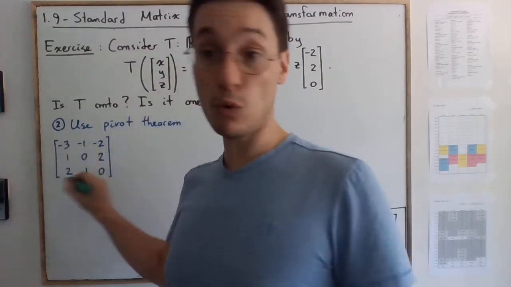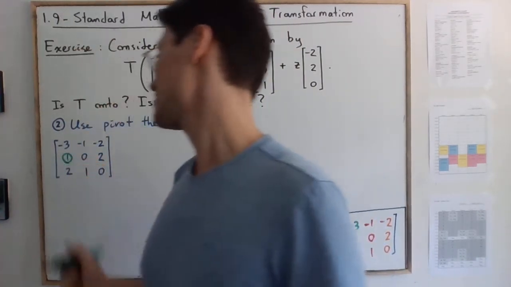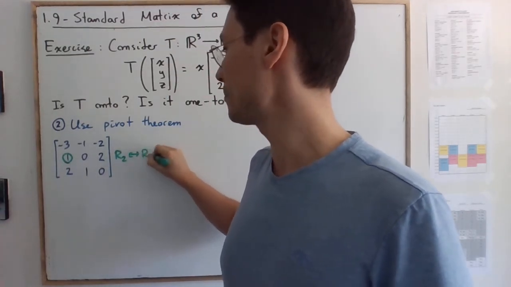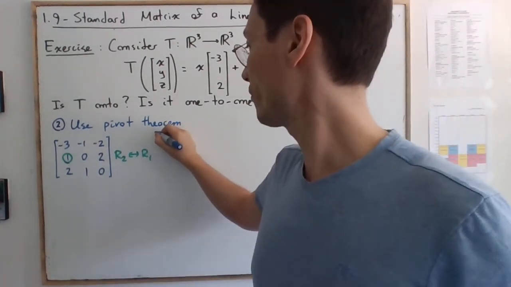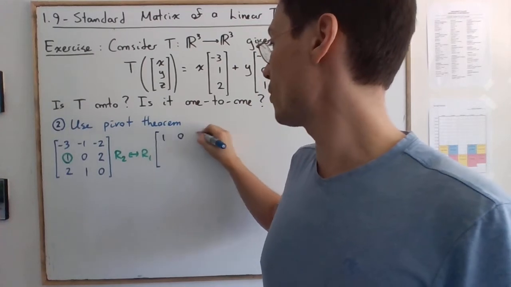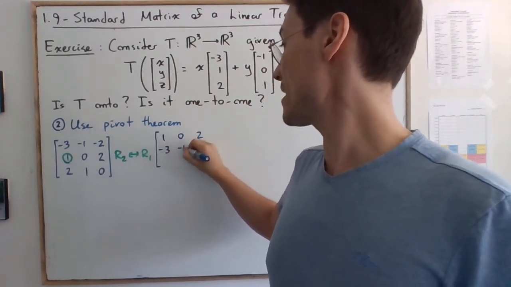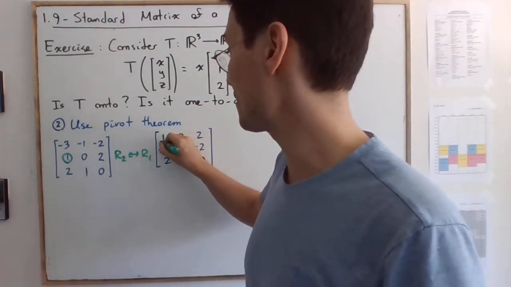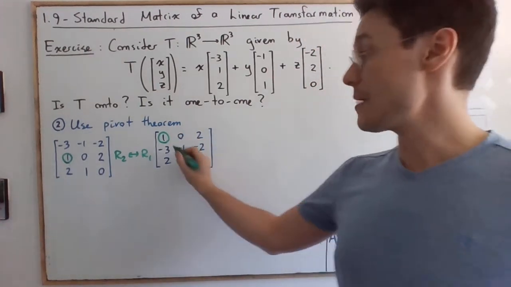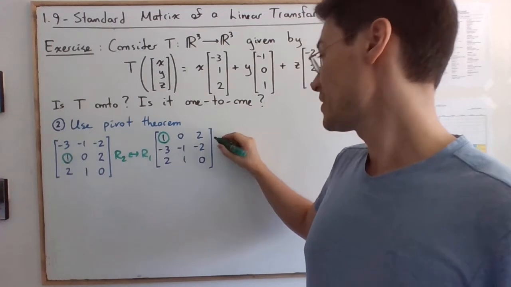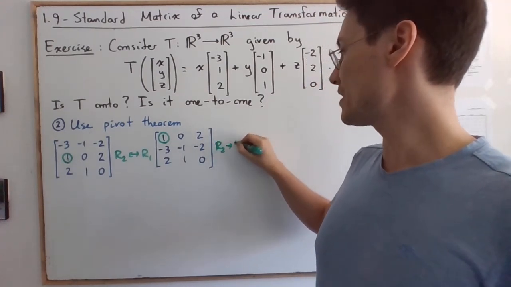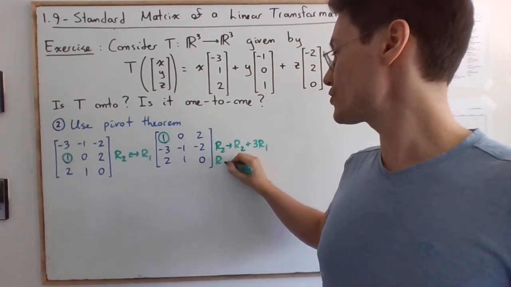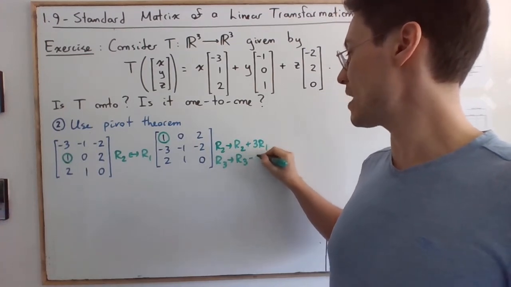Let's begin by choosing what will be our pivot, and I think this one is the best choice. So we're going to put it at the top. Row 2 will be interchanged with row 1. So we have 1, 0, 2, and then negative 3, negative 1, negative 2, 2, 1, 0. Okay, now our pivot is at the top. We're happy about that, obviously. And now we're going to eliminate everything that's underneath. So row 2 will become row 2 plus 3 row 1, and row 3 will become row 3 minus 2 row 1.